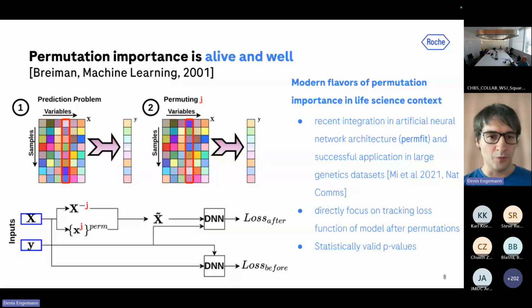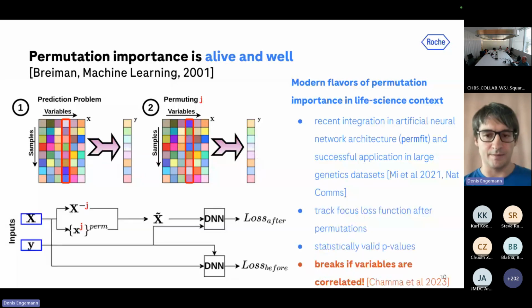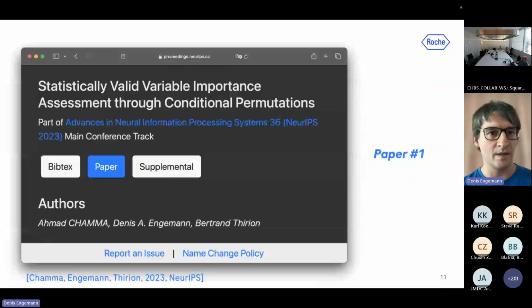However, we know that there is conceptually a problem. So the problem is that if you have correlations between the variables, things risk to break, and this is exactly what we proved in the first paper from Ahmad Chama's PhD thesis, which we presented at NeurIPS last year. And let's deep dive into this.